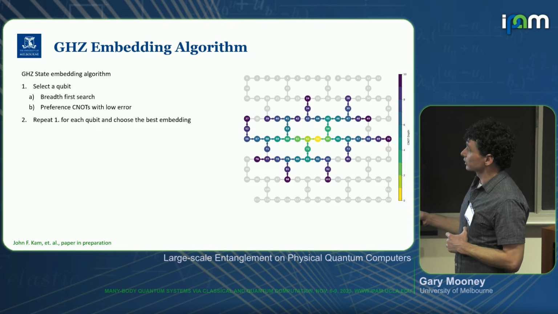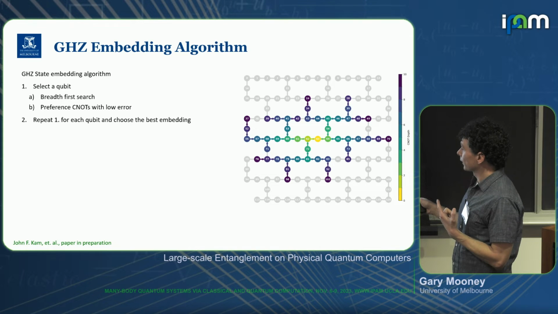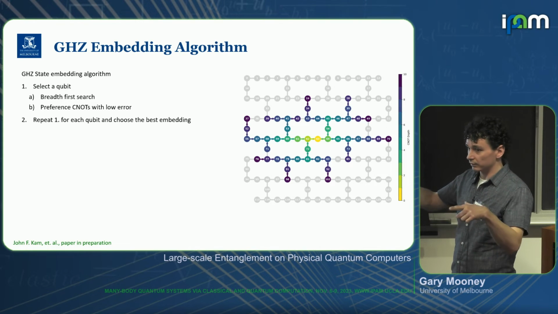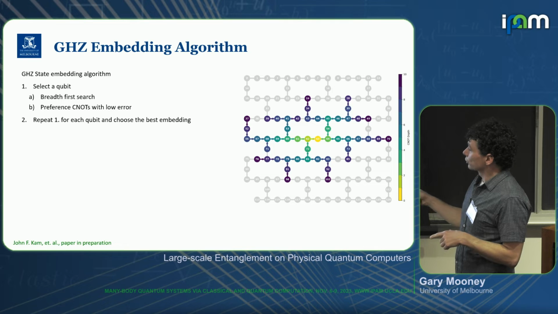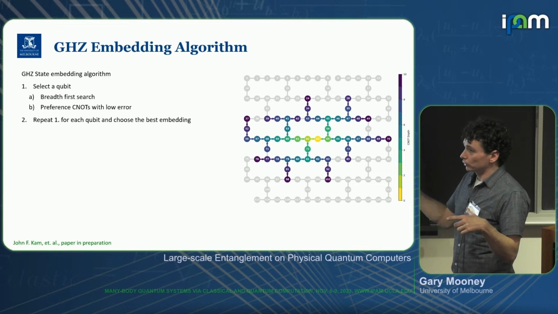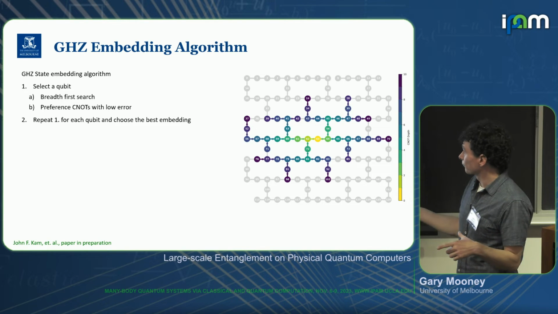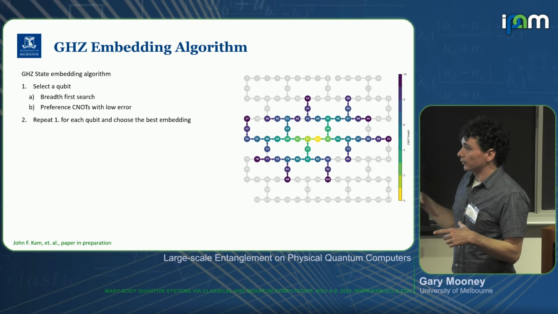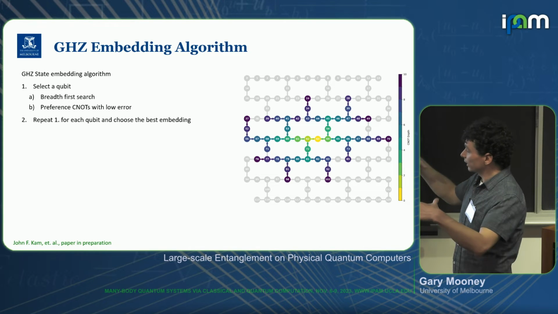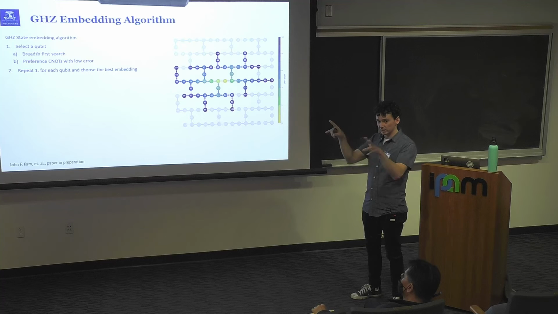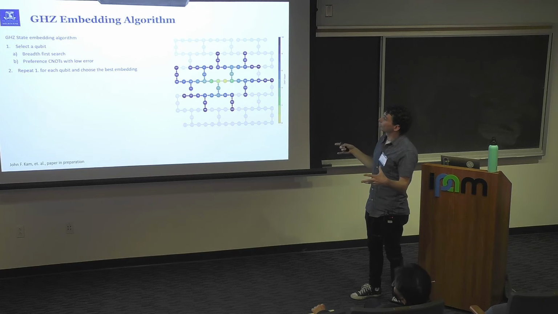And what it does is there's two parts to it. First, you just choose a qubit, and then you do this breadth first search out until you get to the size of the GHZ state you want. And then once it gets there, it should be the least depth circuit, because it's gone as much parallel as it could possibly have gone to get there.